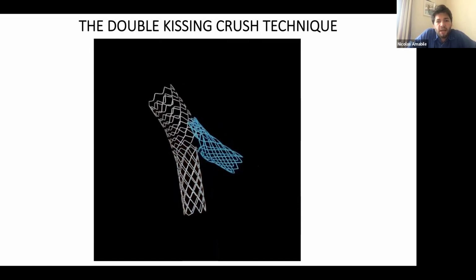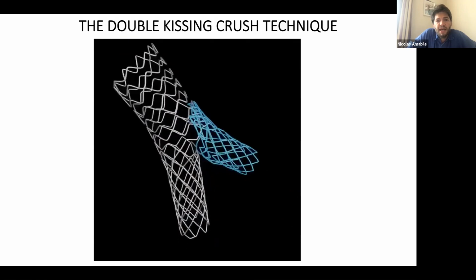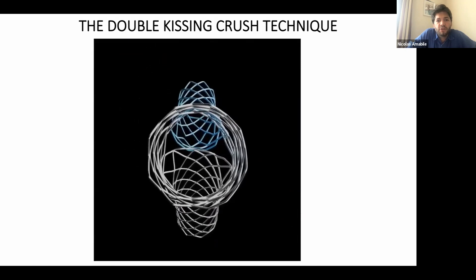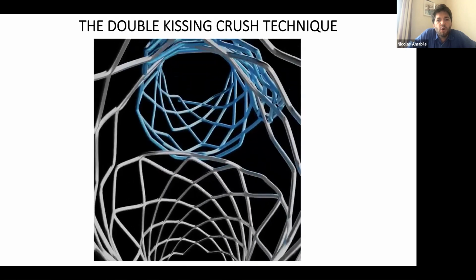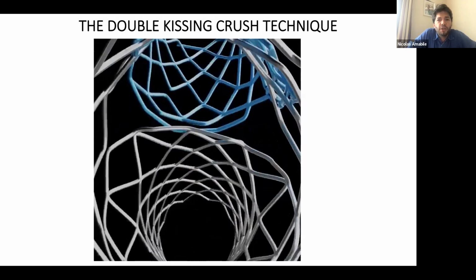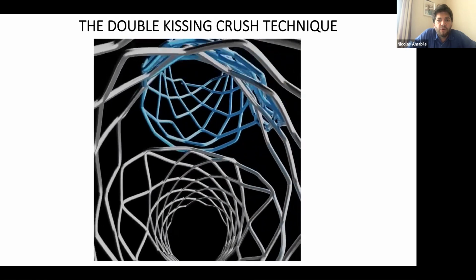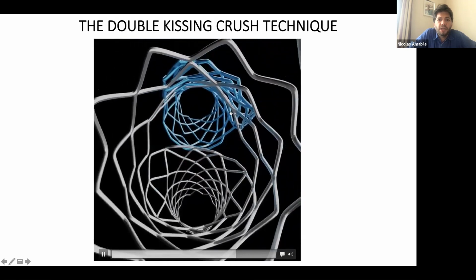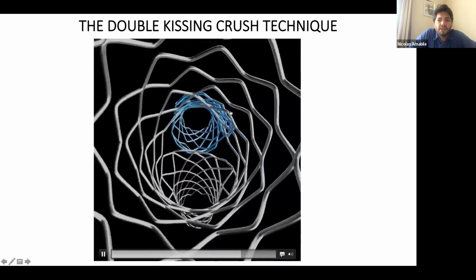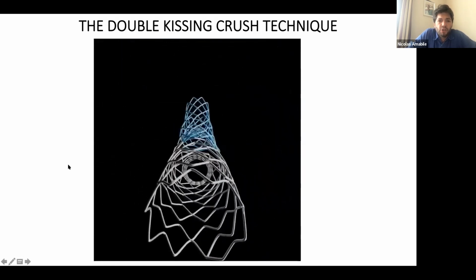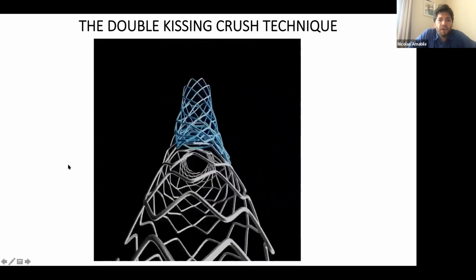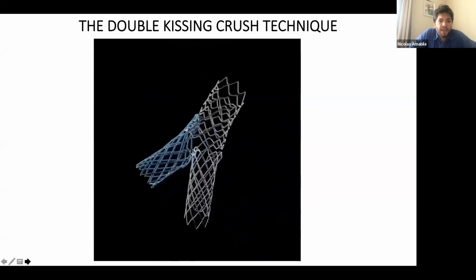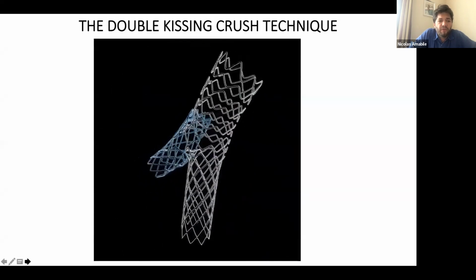And at the end, as you can see, you get a very nice coverage of the whole bifurcation. There is no strut distortion, and there is no excessive protrusion in the main branch and the main vessel. And you see that the crushed part is very limited in terms of length. So when it's very complex, it makes sense to use this technique. And so that's what we did with our patient.